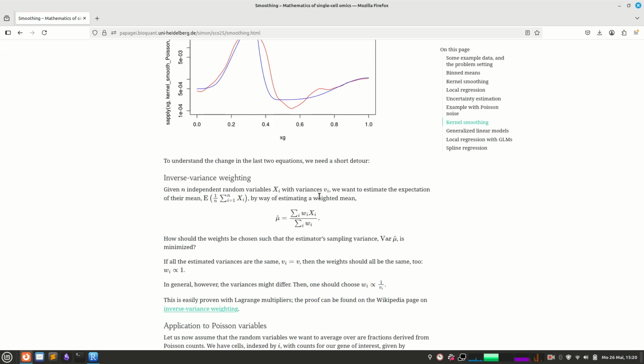So we have a couple of random variables xi, and we know that they don't all have the same variance, but each of them has a different variance vi. And we want to estimate the expectation of the mean. So you see, this is the mean of all these n variables and their expectation. And for this, we want to weight them. It seems to make sense that in order to estimate the mean, we should put a higher weight on the precise variables and a lower weight on the variables with high variance. So our weight should somehow be in a reciprocal relationship with the variance.